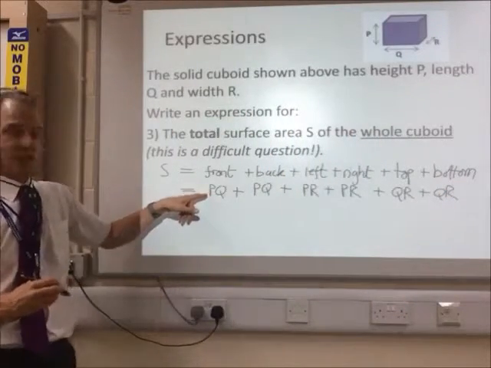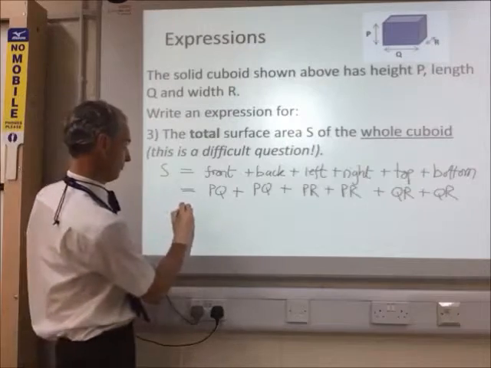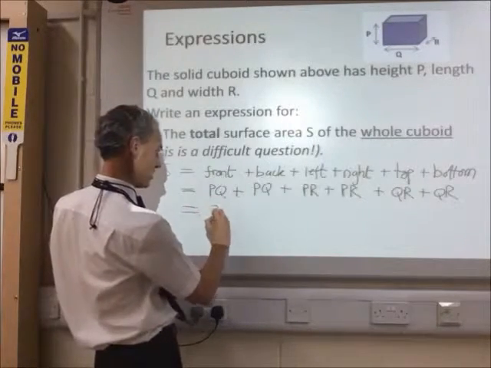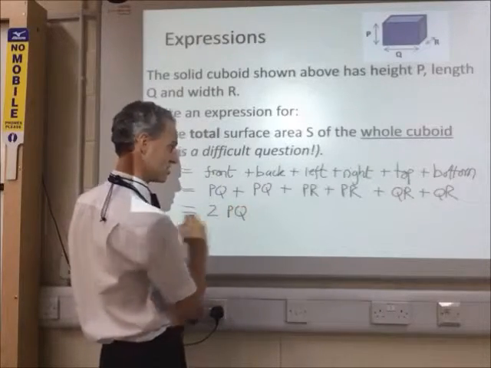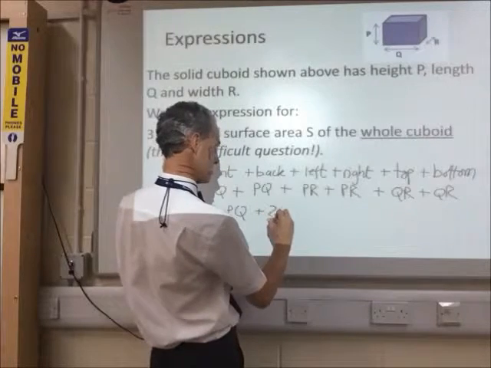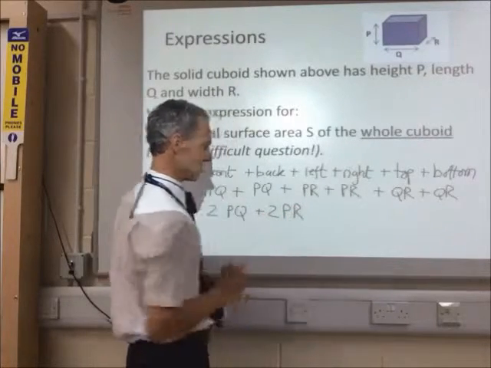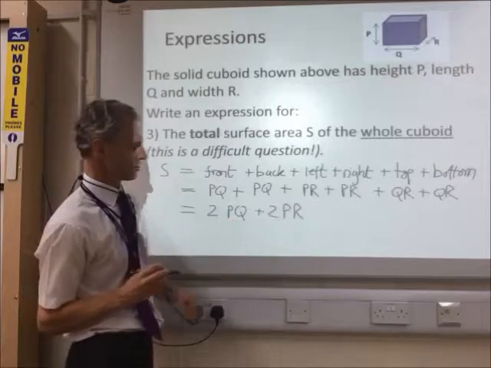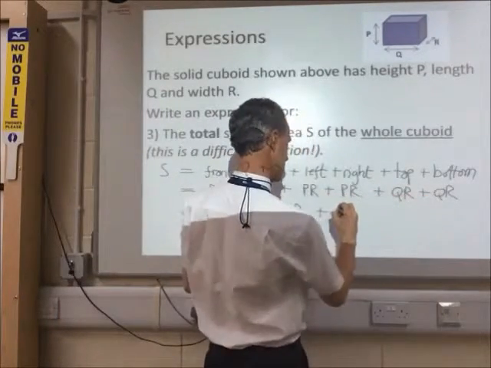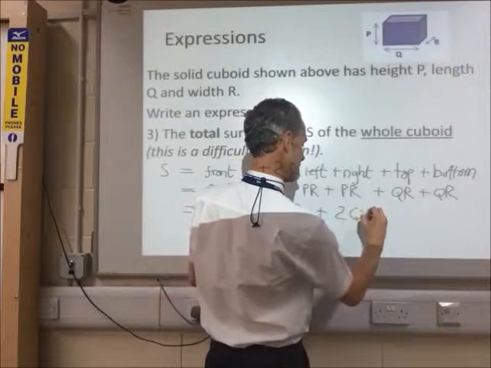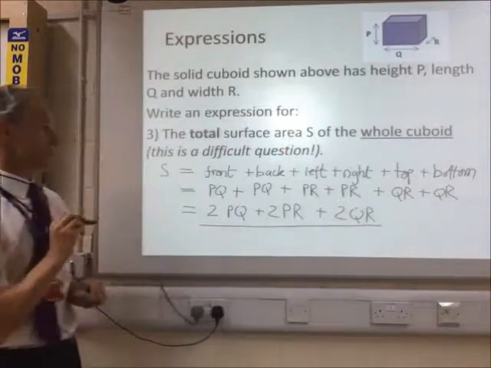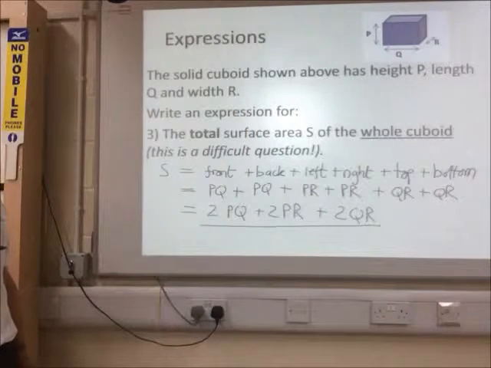Okay, so we've got that expression now, but we can simplify that as well. So here we've got pq plus pq. Much easier to put that down as 2pq. So there's two of them. We've also got pr plus pr. So we can collect those together, collect the like terms together, and call that 2pr. And then we've also got qr plus qr, which is 2qr. So there's my expression for the surface area of the whole cuboid.